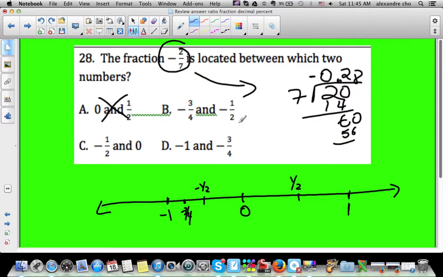And it's between one of the two. Negative 0.28. Well, this is 0. Half means 0.50 or negative 0.5. So you can change the half to negative 0.5. This one is 0.75.